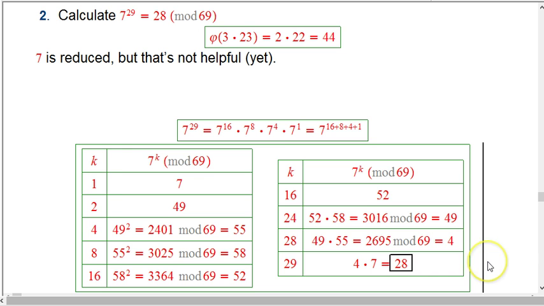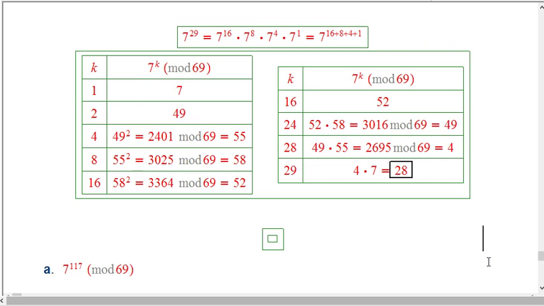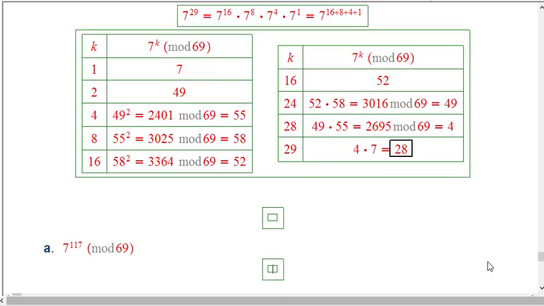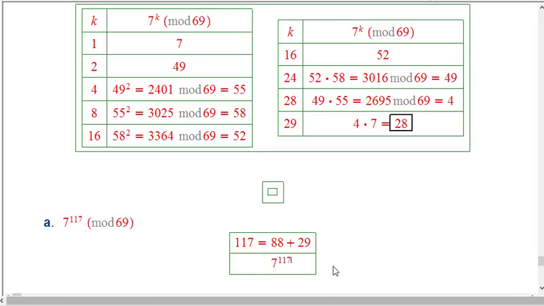Now, one thing I could use that for is suppose somebody asked me then for 7 to the 117. Okay, well now 117 is bigger than my phi function. 117 is 88 plus 29, as it happens. Okay, and so that says that 7 to the 117 is 7 to the 88 times 7 to the 29. Okay, or in other words, 7 to the 44, hello, squared.